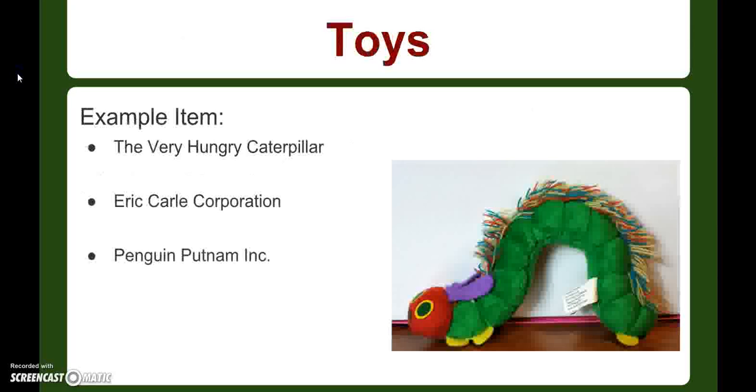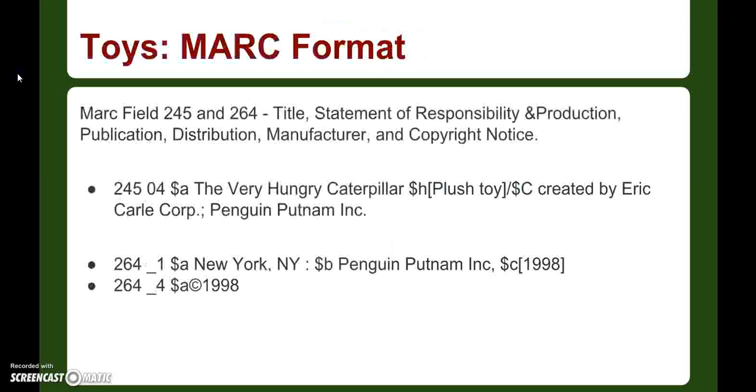The next example item is a toy. It is a very hungry caterpillar that came with a big board book that I got. In the MARC 245 and 264 field, again, is the title, statement of responsibility, and production, publication, distribution, manufacture, and copyright notice.